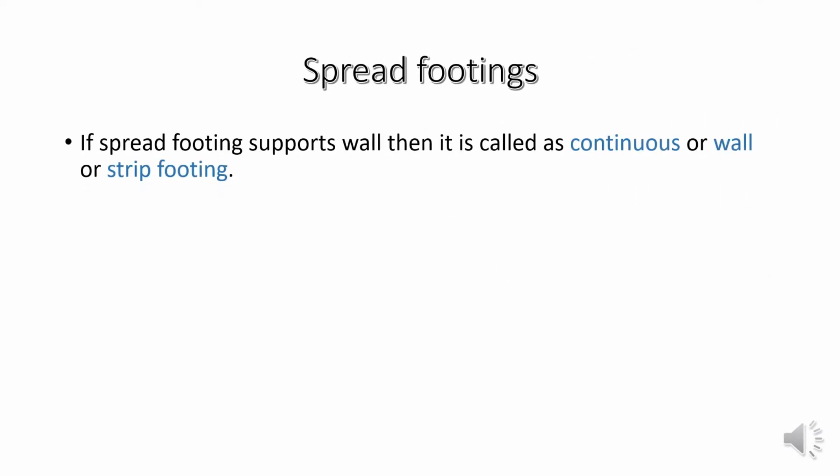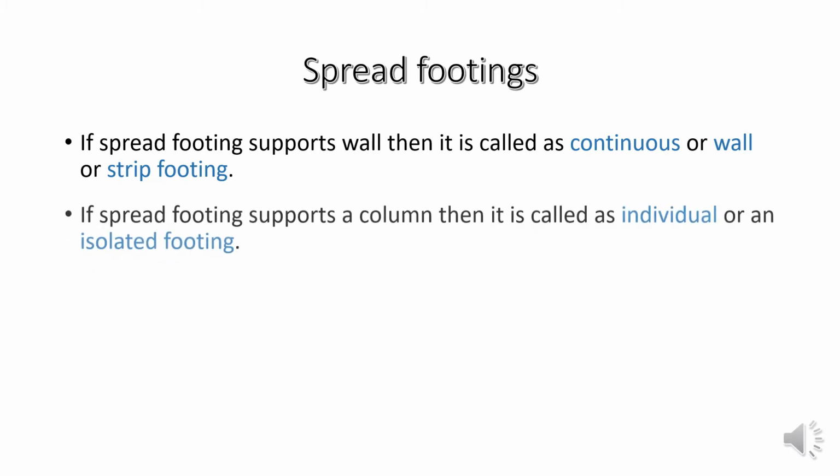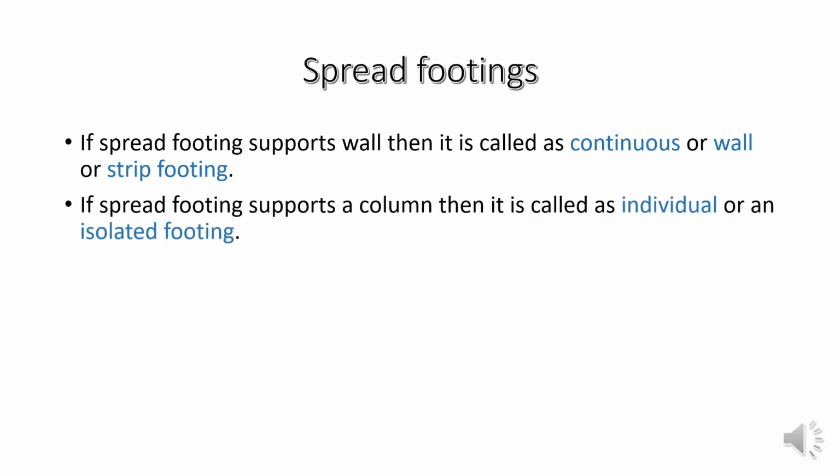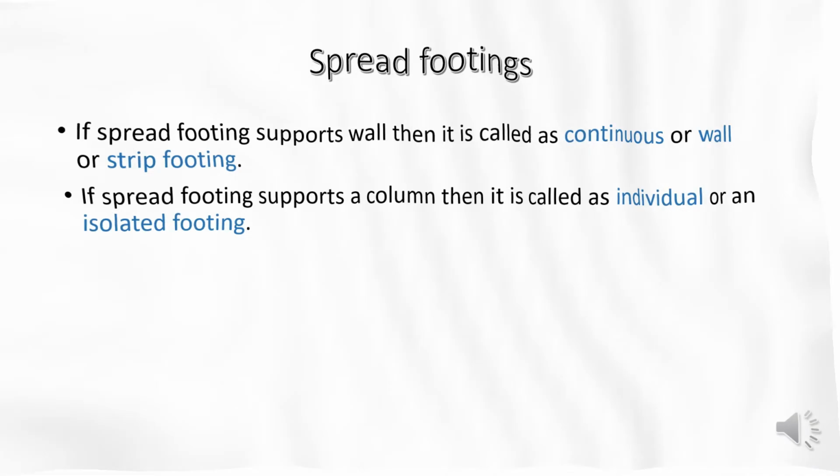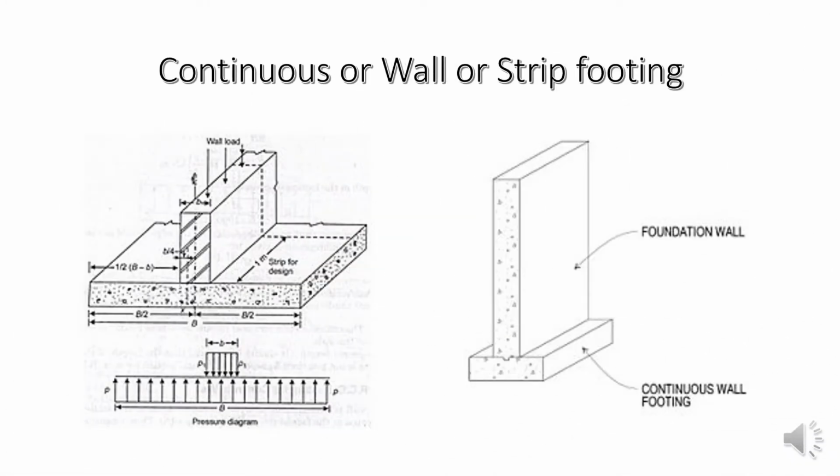If spread footing supports wall, then it is called as continuous or wall or strip footing. If spread footing supports a column, then it is called as individual or an isolated footing. In these figures, we can see continuous or wall or strip footing. In the left hand side picture, we can see concrete footing supports the brick foundation wall.